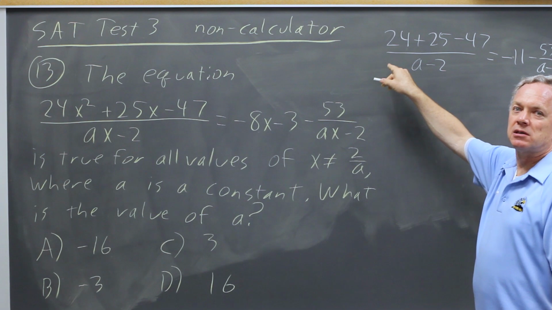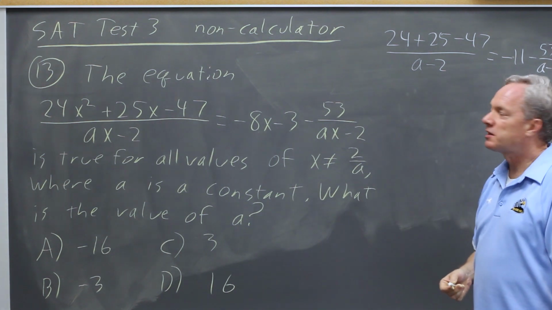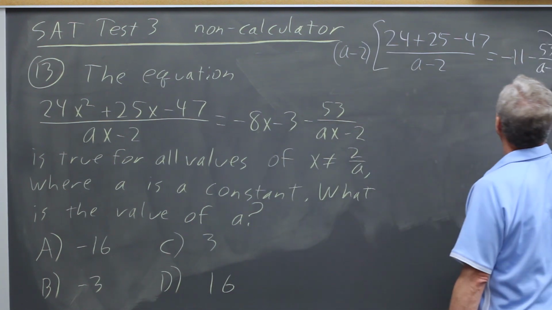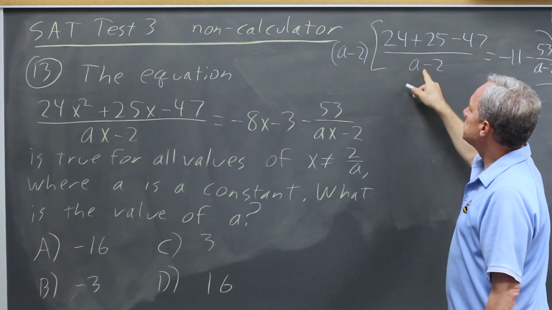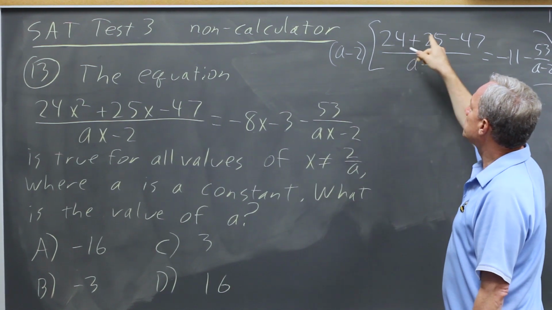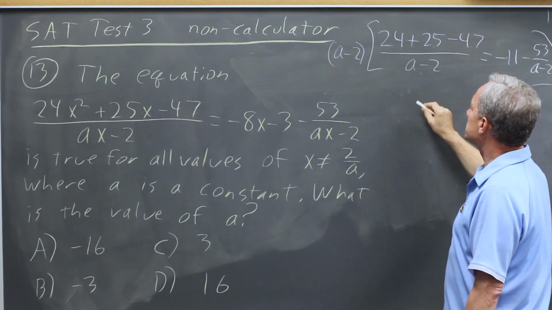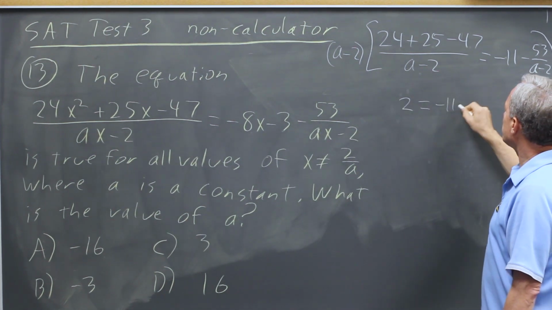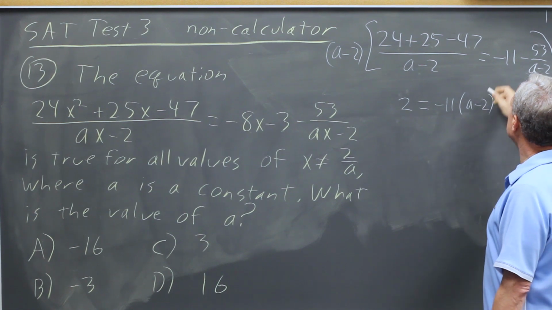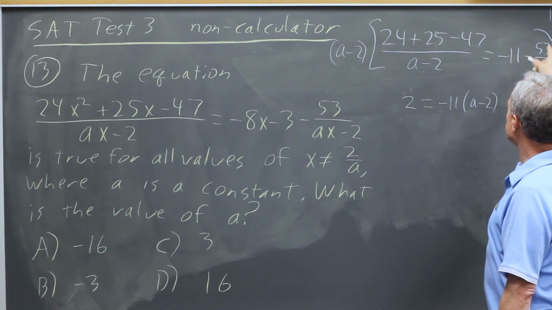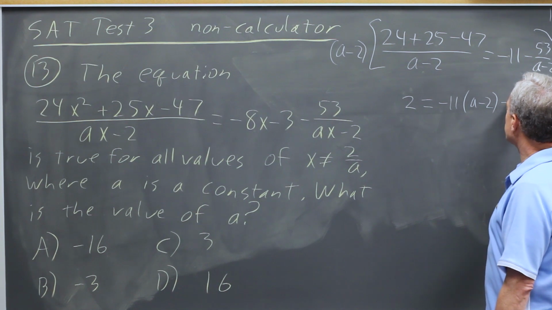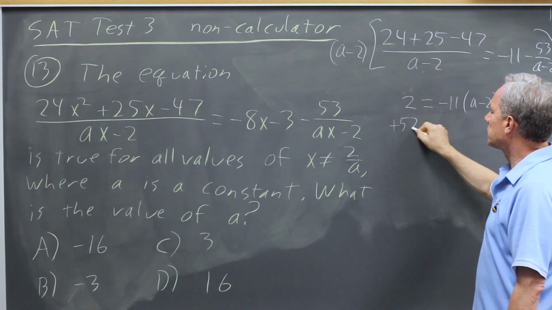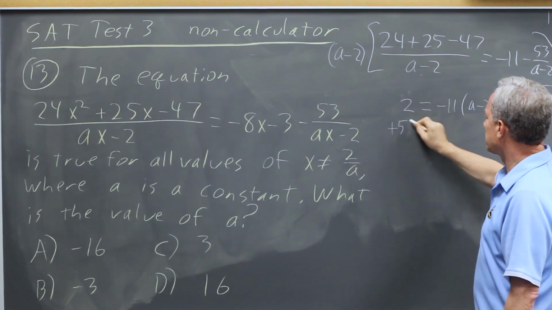At this point, I'm going to multiply both sides by a minus 2. The a minus 2's are canceling. On the left, I have 24 plus 25 is 49 minus 47 is 2. On the right, I have negative 11, a minus 2, and then a minus 2 times negative 53 over a minus 2 is negative 53. Add 53 to both sides. Now we're just solving an equation with only one variable.